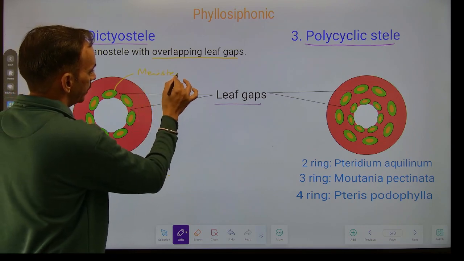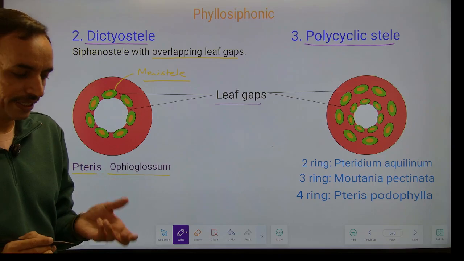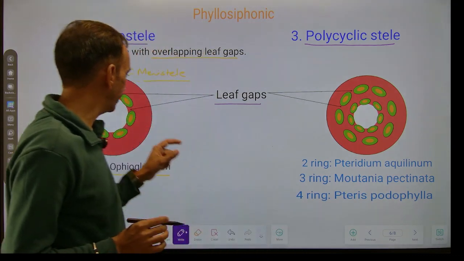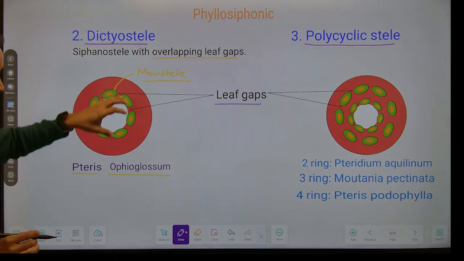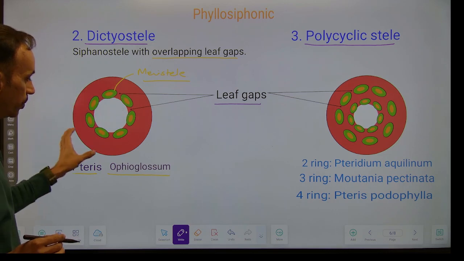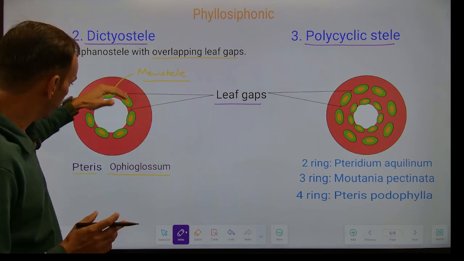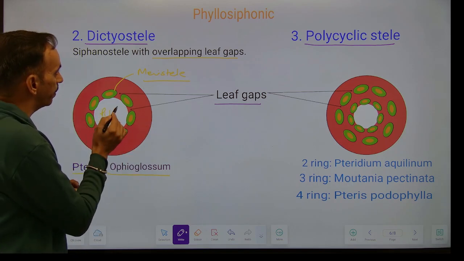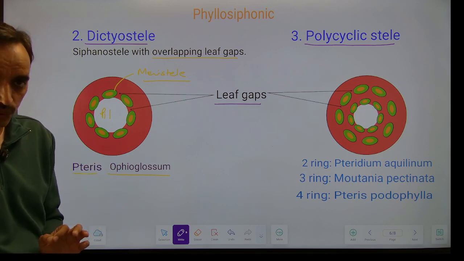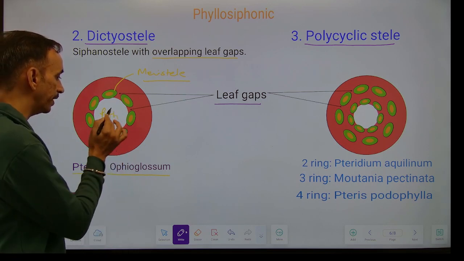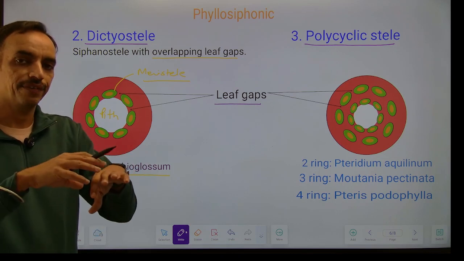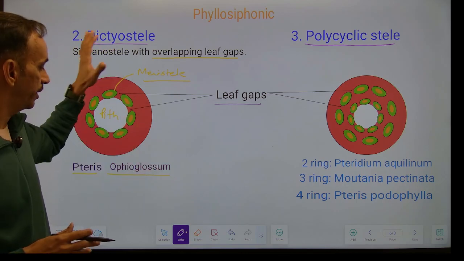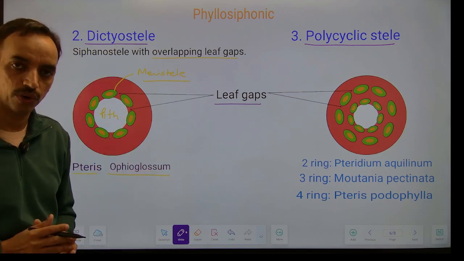We are having meristele. Meristele means you have distinct bundles of phloem and xylem, which in turn remain surrounded by the endodermis. So we can say the dictyostele is having the meristeles which remain arranged around the central pith. तो पिथ तो रहेगा क्योंकि अपन पढ़ चुके हैं कि ये कंडीशन क्या है. साइफोनोस्टील आप पढ़ रहे हैं तो पिथ की प्रेजेंस यहाँ पे रहेगी. पिथ के अराउंड आपको ओवरलैपिंग लीफ गैप्स देखने को मिल रहे हैं and we are having the meristele. So it is known as the dictyostele found in case of Pteris and the Ophioglossum.